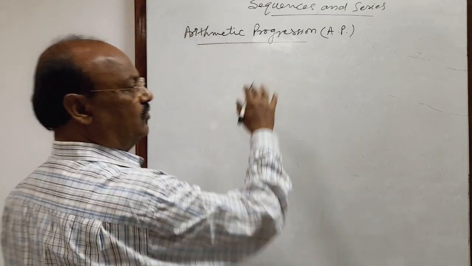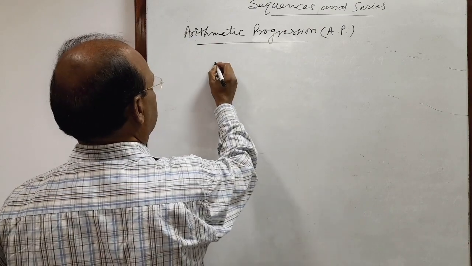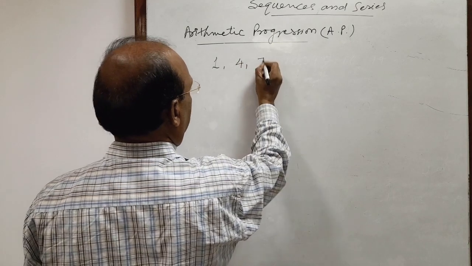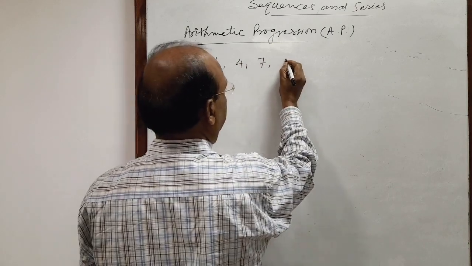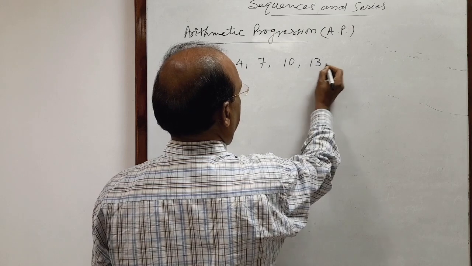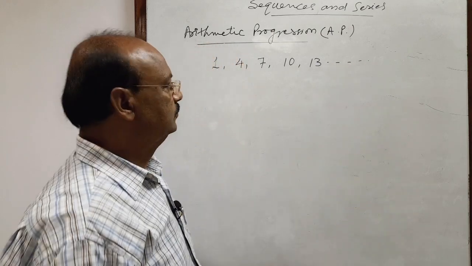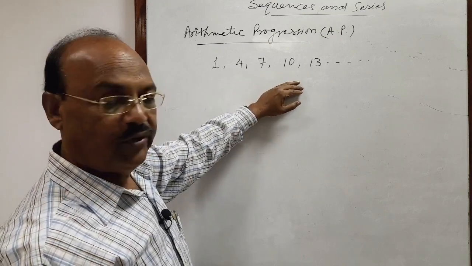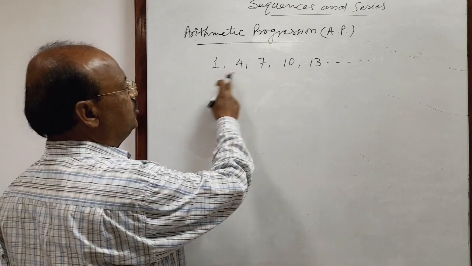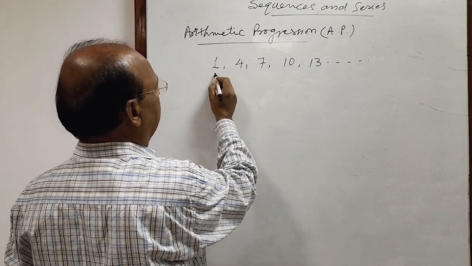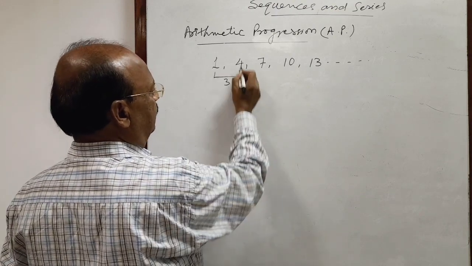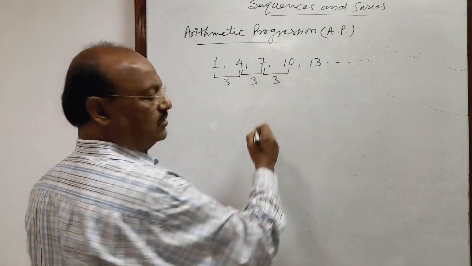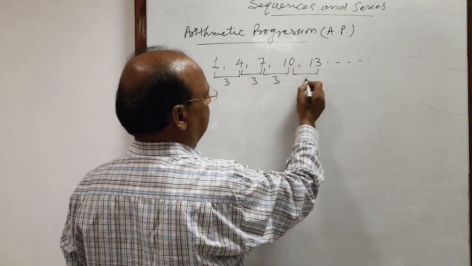Suppose we are taking a sequence. Suppose the numbers are 1, 4, 7, 10, 13 and so on. This is a sequence in increasing order, and most important is that the difference between two consecutive terms is always 3. The difference between 1 and 4 is 3, between 4 and 7 is 3, between 7 and 10 is 3 and so on. The difference between 10 and 13 is 3.